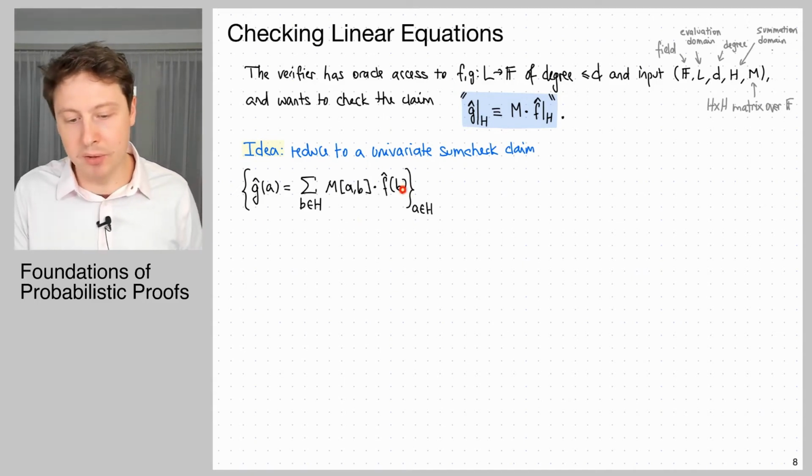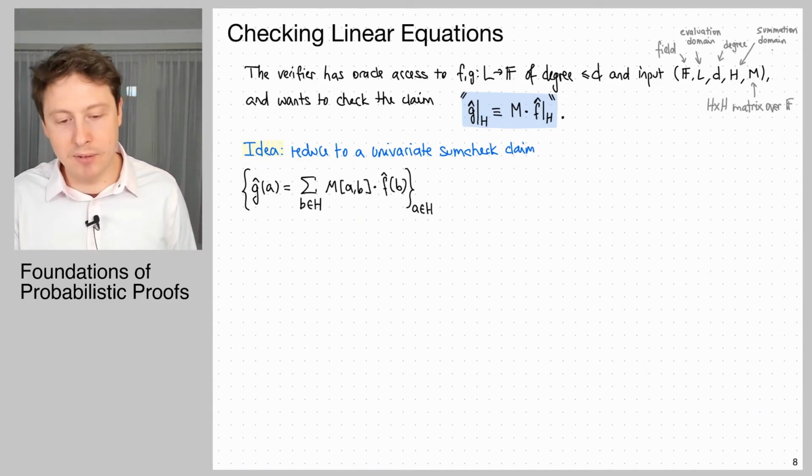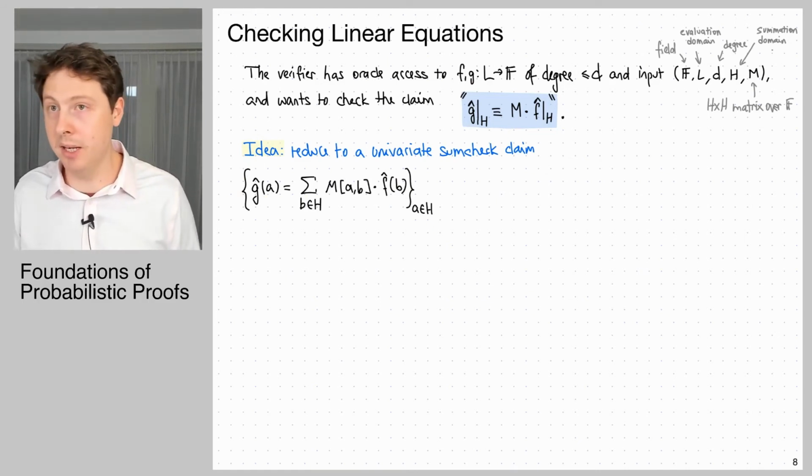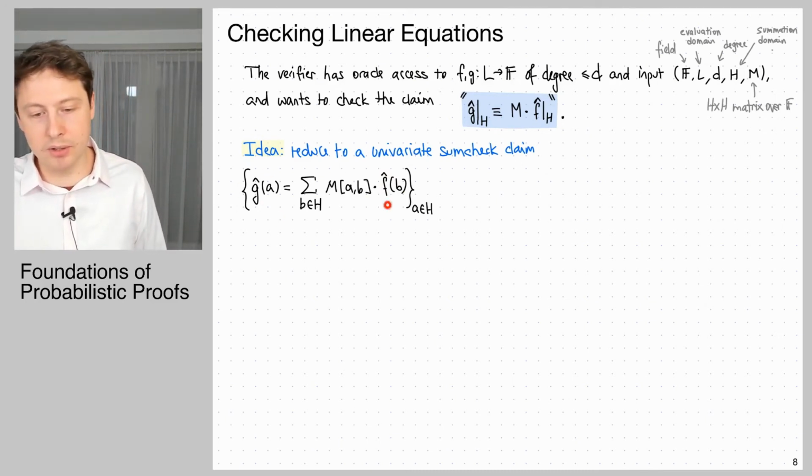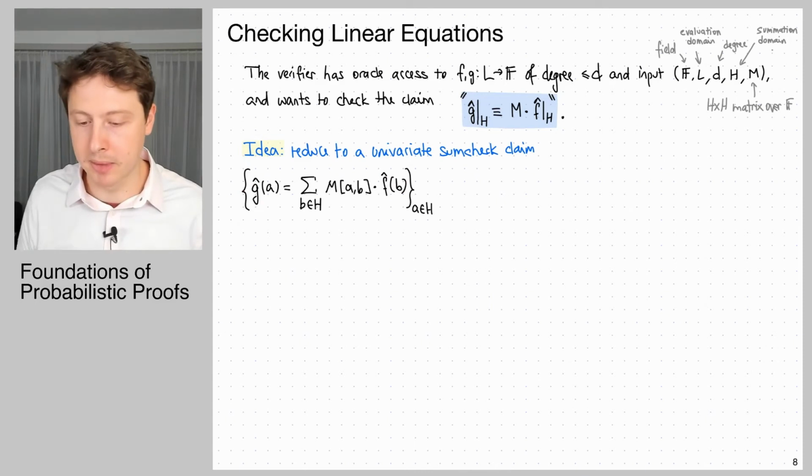Well, that's just a bunch of conditions. Here they are, right? Every location of g hat on H should be a specific row times all of f on H. So these are all the constraints that we want to check, right?